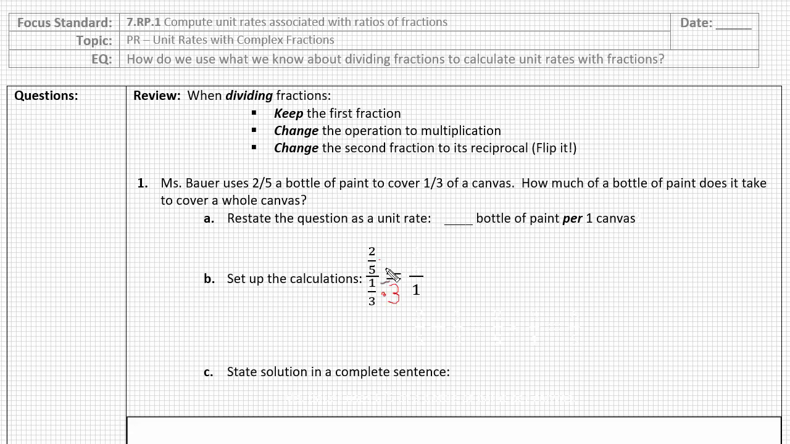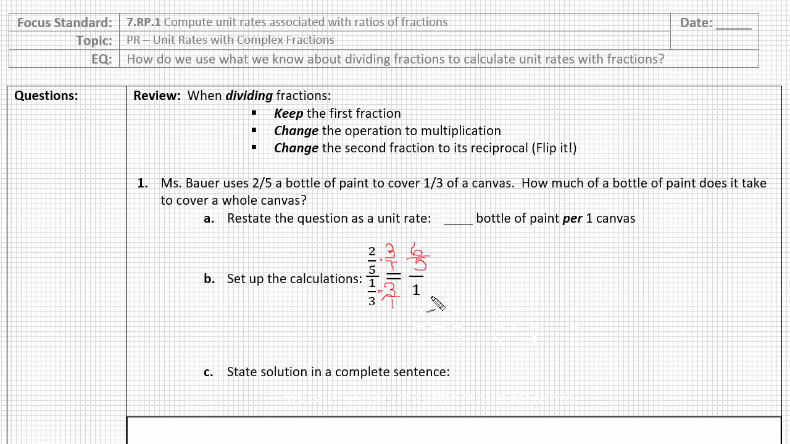And if we're going to keep these fractions equivalent, then we'd also have to multiply by 3 in the numerator. So we know that 1/3 times 3 is 1. So we also then need to multiply 2/5 by 3 over 1. So what do we get when we multiply our fractions here? Well, if you said 6/5, I'd agree with you. So it must mean that it takes 6/5 of a bottle of paint to cover 1 whole canvas.